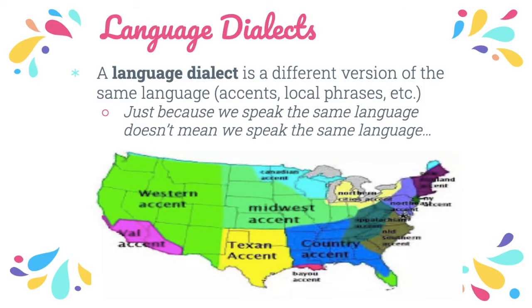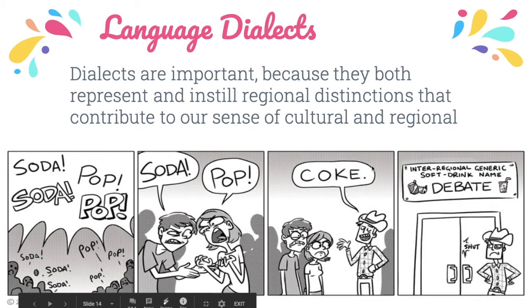So a dialect is a different version, a different form of the same language. Just because two people are speaking the same language doesn't really mean they're speaking the same language. Dialect could encompass everything from accent to pronunciation to word choice. There are many different aspects of dialect that we see around the country or around the world. And they're very important because they still represent in many ways these regional distinctions that actually end up contributing to our sense of cultural identity.